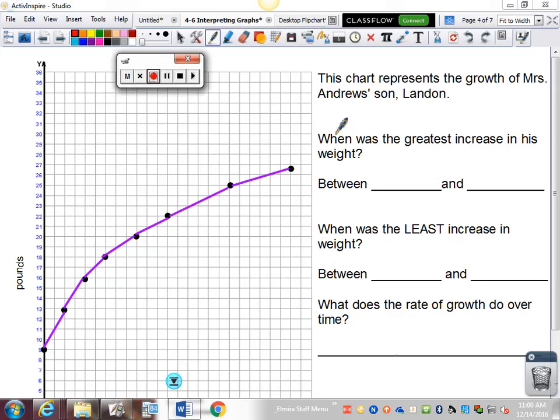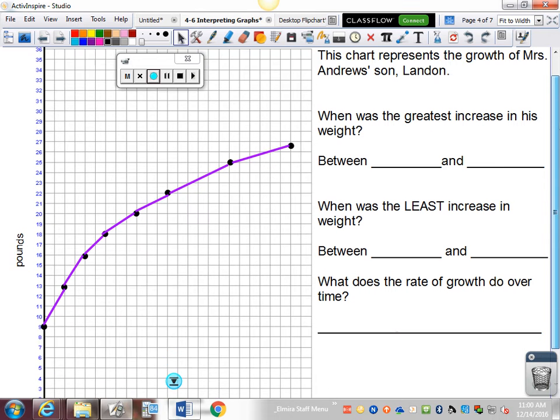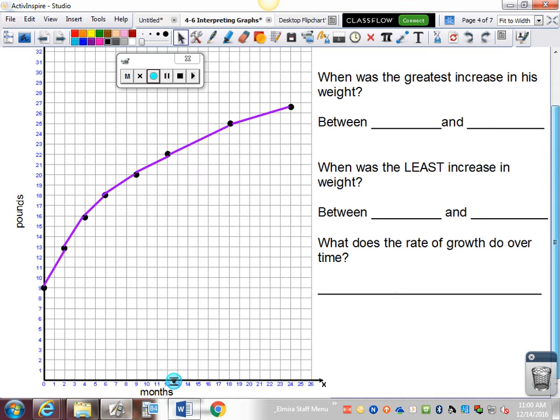Okay? So this is the growth of my son Landon. And let me get it so that the x-axis shows here. Over a course of, this is 0 to 24 months, so up till he was 2 years old. When was the greatest increase in his weight? Okay, so again, we are not looking for the longest line. We are looking for the steepest line. And the steepest line is right here. And that's between 0 and 2 months.